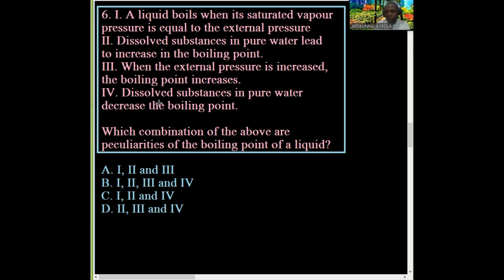Then the fourth option says dissolved substances in pure water decrease the boiling point. Of course, it won't reduce the boiling point, because the impure substance will alter it and will not allow it to boil at the exact temperature. It's going to delay the boiling point, because the impure substance has to be catered for before it can reach its boiling point. Okay, that is where we'll be rounding up for today.